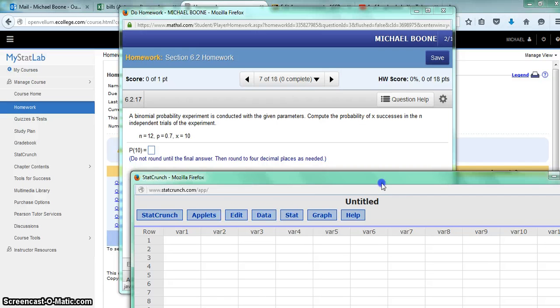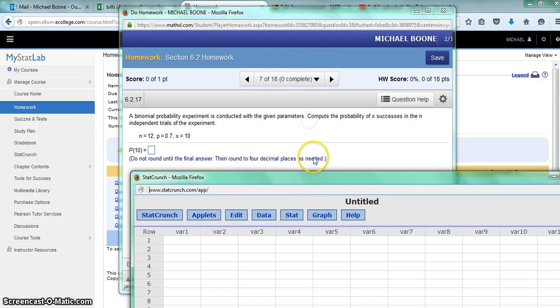So if you know that you have a sample size of 12, the probability is 70%, and you want to find out to make exactly 10. Let's put this in free throws. You're going to make 12 free throws. You're a 70% shooter, and you want to find the probability that you make exactly 10.